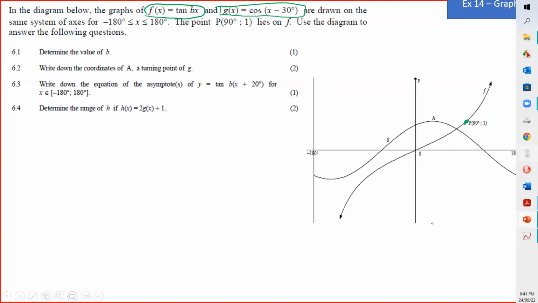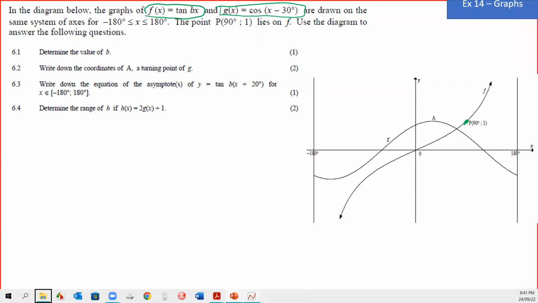Now I can do it two ways. I can use either substitution. So I'm going to start with substitution. We know that f of x is equal to tan bx. And we know the y value, that's our x, y. There's a point given on the graph where we can substitute. So the y value there is 1, and we get tan bx.